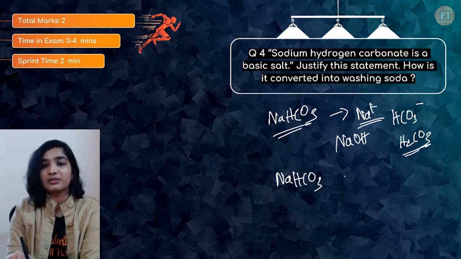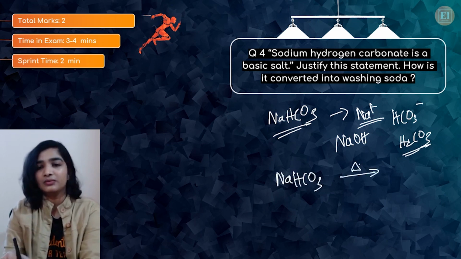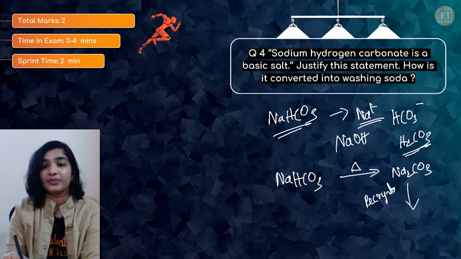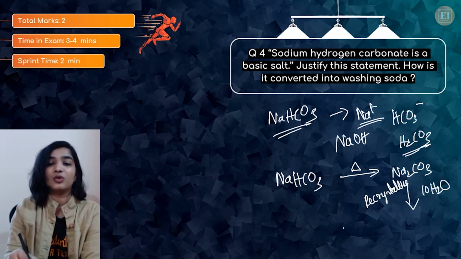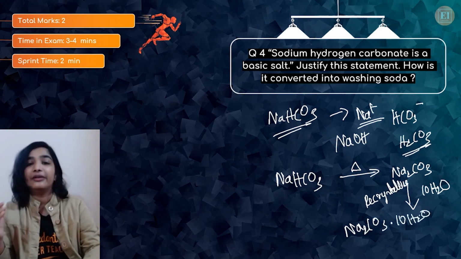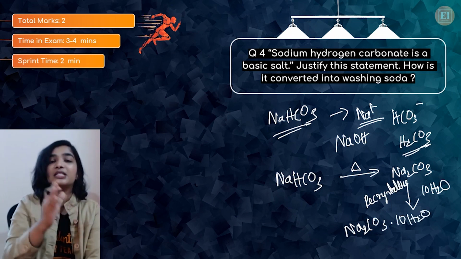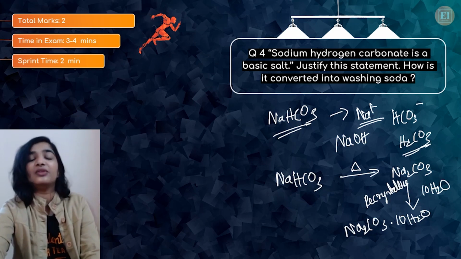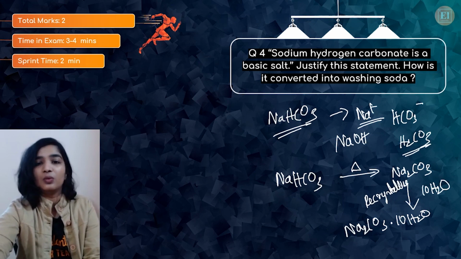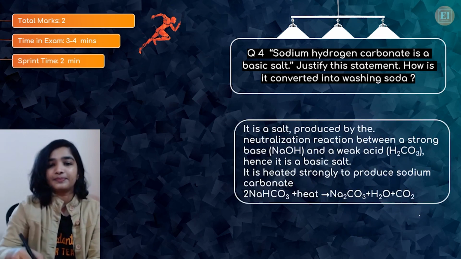NaHCO3 है आपके पास, हीट कर दो, आपको मिलेगा Na2CO3. Now what you have to do is you need to recrystallize it in presence of 10 water molecules. You will end up getting Na2CO3.10H2O, that is sodium carbonate decahydrate. Okay, heating NaHCO3 and recrystallizing the sodium carbonate with the water molecules will give you washing soda.